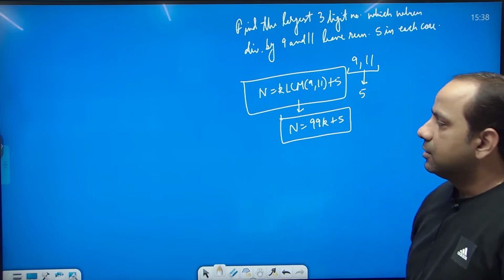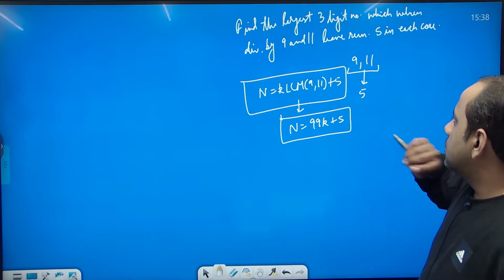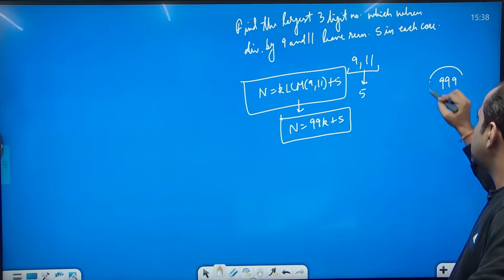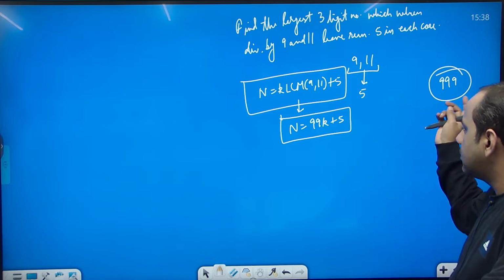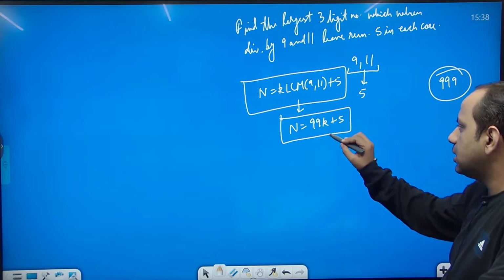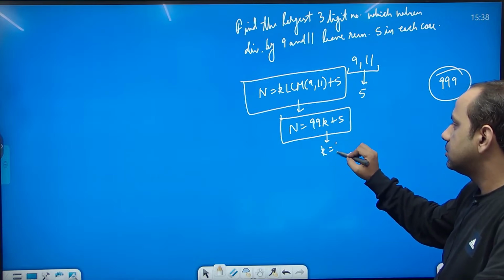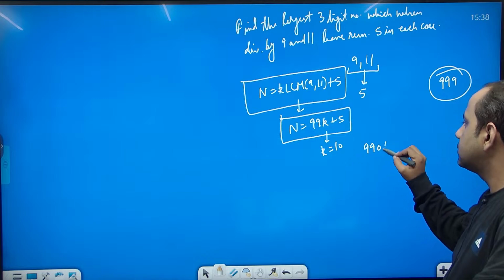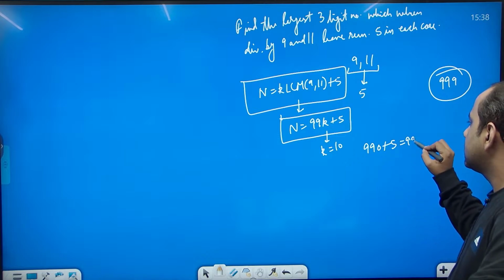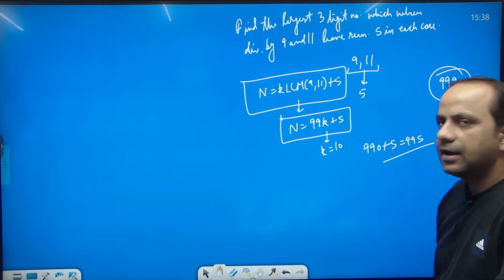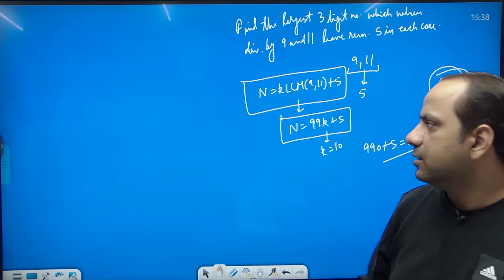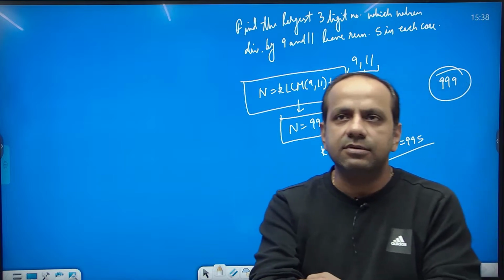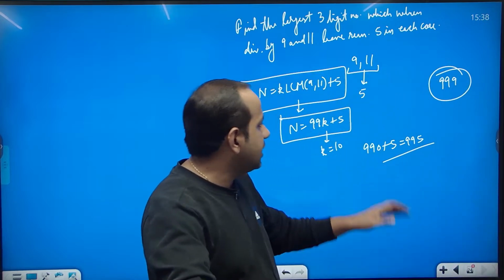But I need to write down the largest 3-digit number. We know that the largest 3-digit number is 999. So we have to find a number just close to this. So if I put k is equal to 10, what will be your answer? 990 plus 5, that will be 995. And if you substitute k is equal to 11, that will give you a 4-digit number. But we are interested in finding only a 3-digit number. So the final answer is 995.